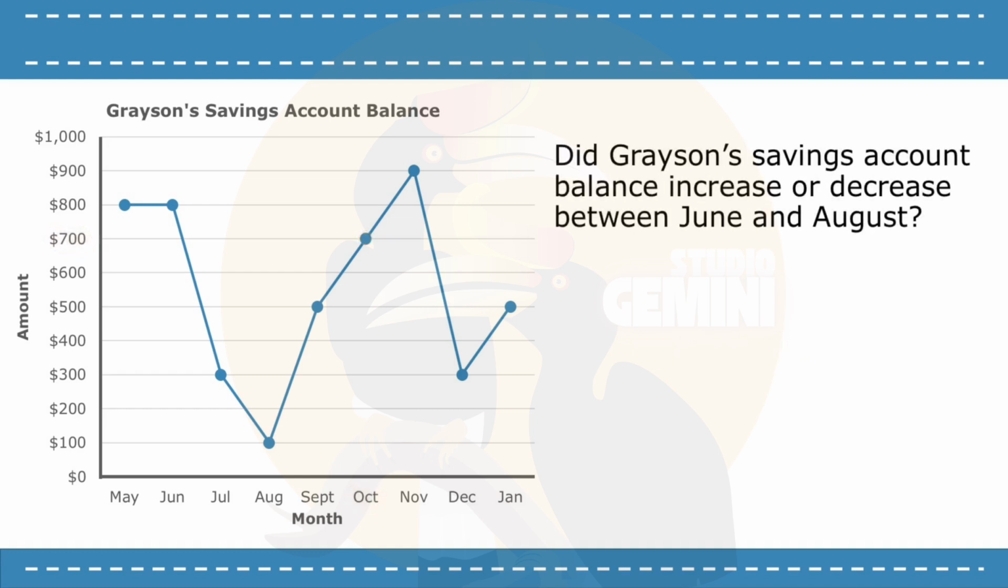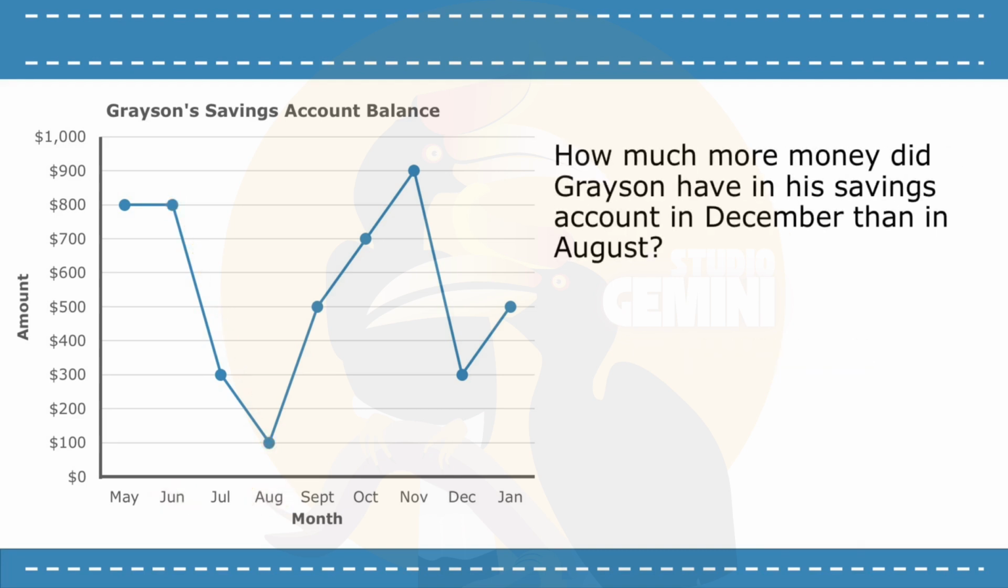Did Grayson's savings account balance increase or decrease between June and August? Now we need to look at two different points. We need to look at how much he had in June compared to August. Let's highlight those 2 points. Well, we can see that the amount in his savings account in August is much lower than the amount in June, so his balance decreased.